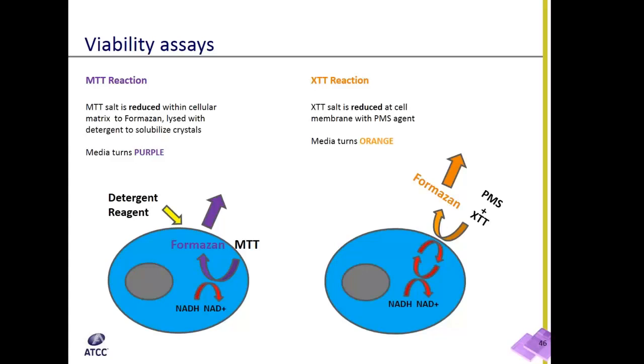The XTT reaction is a very similar process. The only main difference is the reaction occurs at the surface. The XTT reaction gives off an orange color as an indicator. The formazine salt in this case doesn't directly enter the cell, but measures oxidation along the surface of the cell membrane.